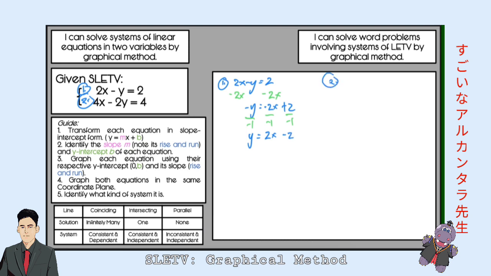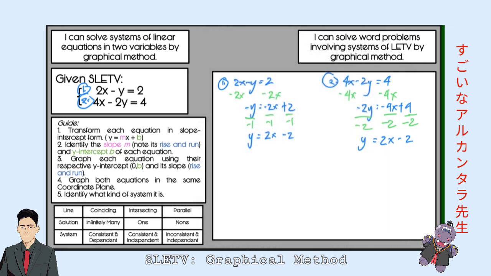Second one, let's go for x minus 2y equals 4. Subtract 4x from both sides to isolate the y variable, and you'll get negative 2y equals negative 4x plus 4. Then divide the entire thing by negative 2 to isolate the y variable completely. This will result in y equals 2x minus 2. As you can notice, both equations are the same.